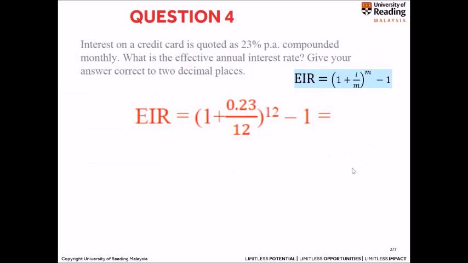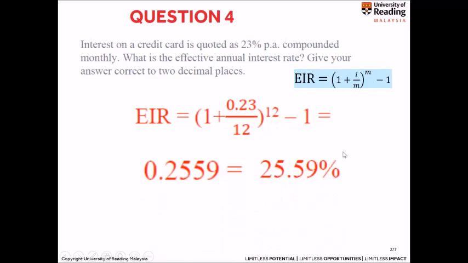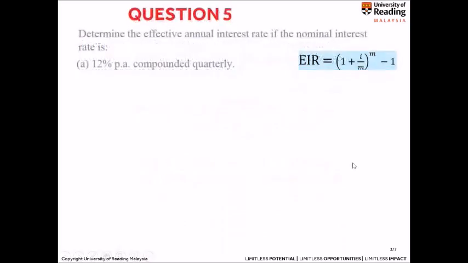Interest is charged at 23% per annum compounded monthly. What is the effective annual interest rate? M is 12 because it's compounded monthly. So you work out, you find that the effective interest rate is 25.59%.